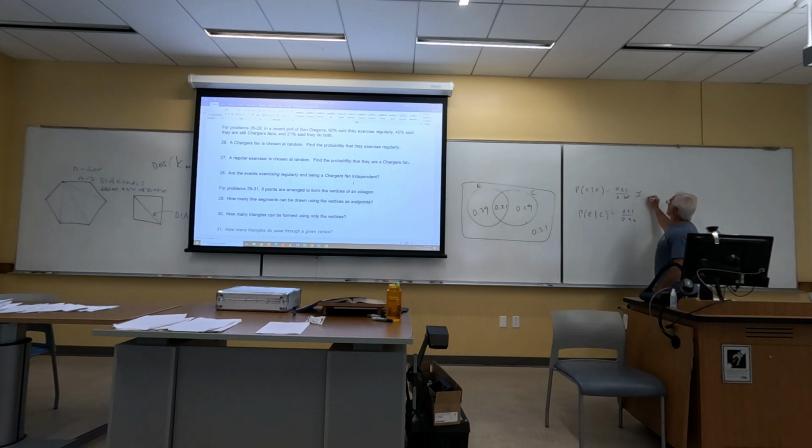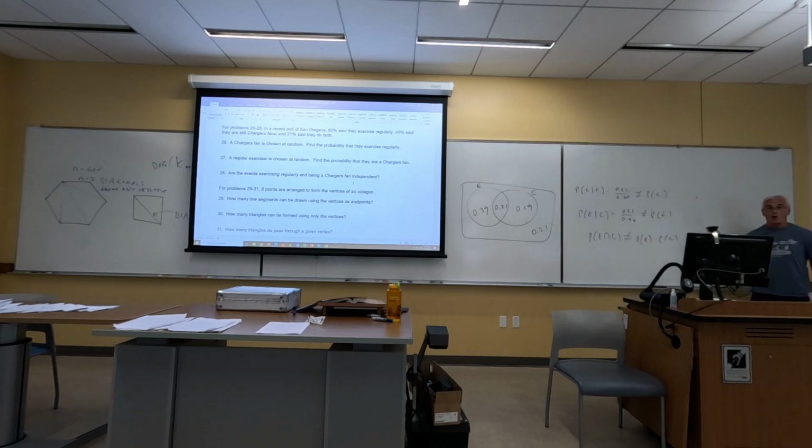And this is not equal to the probability of being a Charger fan, is it? This is not equal to the probability you exercise regularly. So exercising regularly given you're a Charger fan is not the same as exercising regularly by itself. Same here. In both of the cases, you could make the conclusion, or a third way of doing it is what? The probability of being in the intersection is not equal to the product of the probabilities. All three of these are correct reasons for the outcome. It wouldn't matter which one you said.